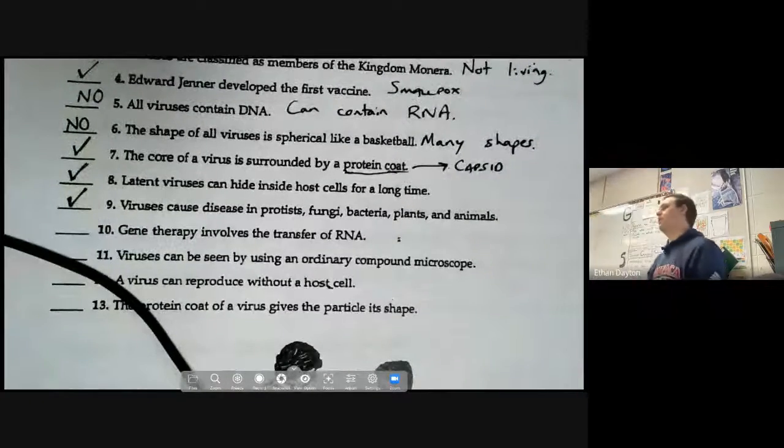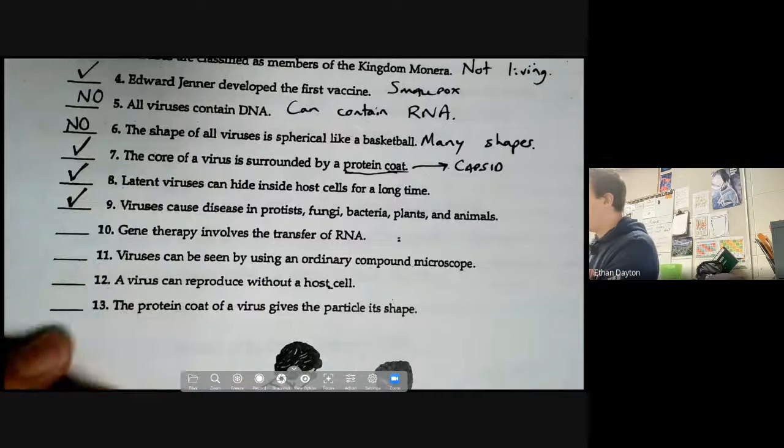So gene therapy, we didn't talk about this at all. Gene therapy involves the transfer of DNA. So no.